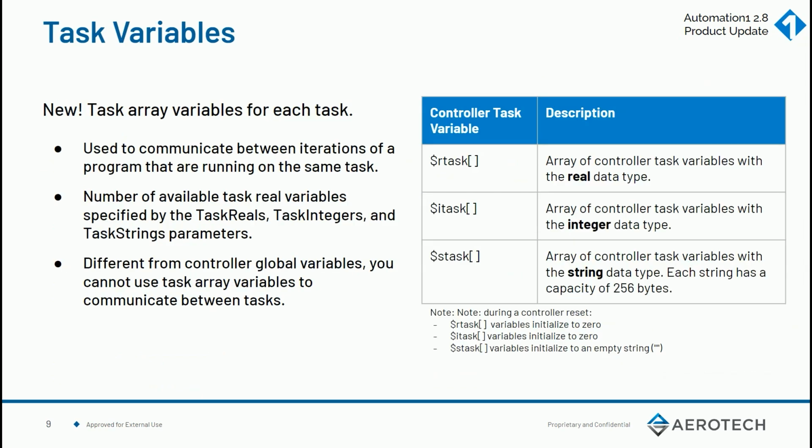Also now out of beta in 2.8 is task variables. Each task will have task array variables for reals, integers, and strings. This was introduced in an earlier release and is now officially out of beta. This is used to communicate between iterations of a program that are running on the same task. The number of available task real variables is specified by the task reals, integers by the task integers, and task strings specifies the number of strings. These are different from controller global variables, and you cannot use task array variables to communicate between tasks; you would use global variables for that.